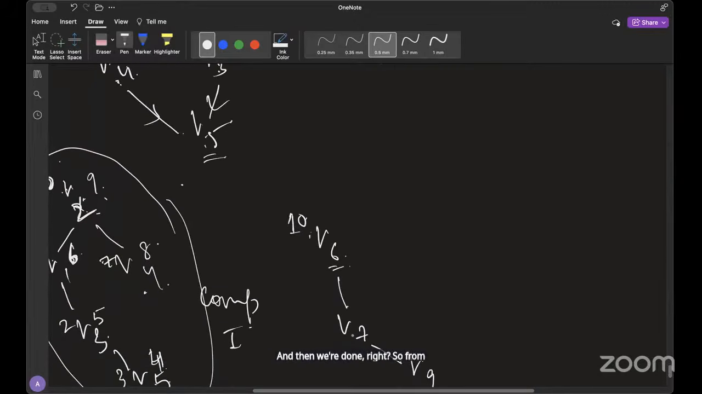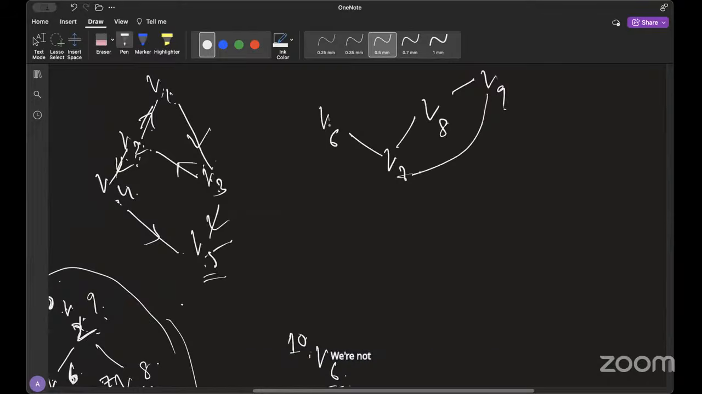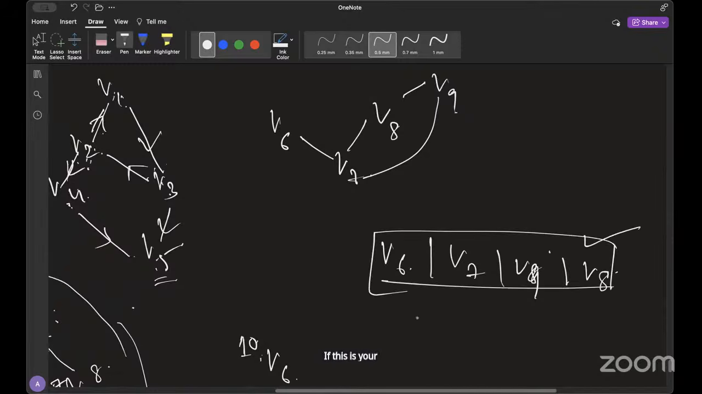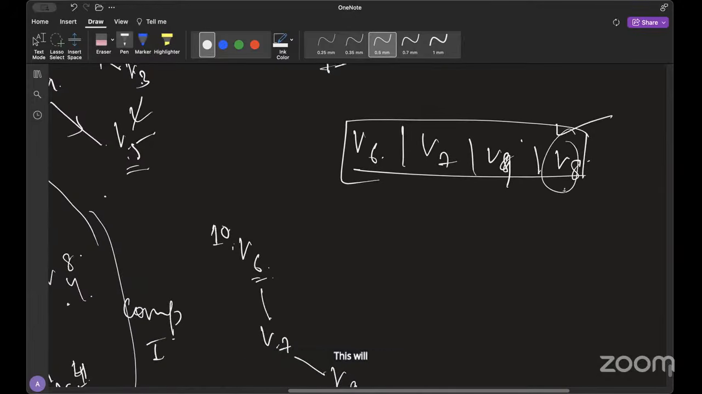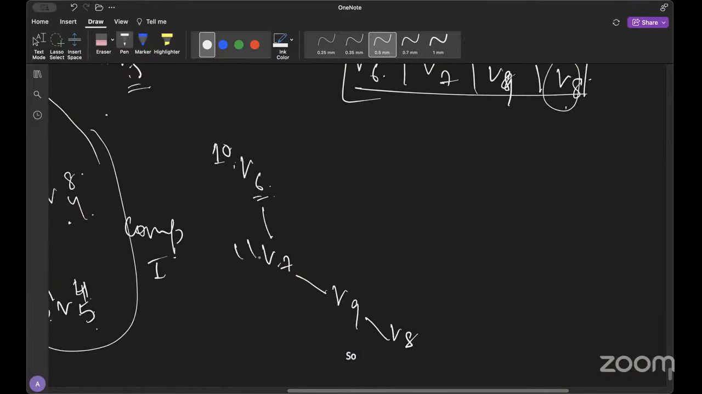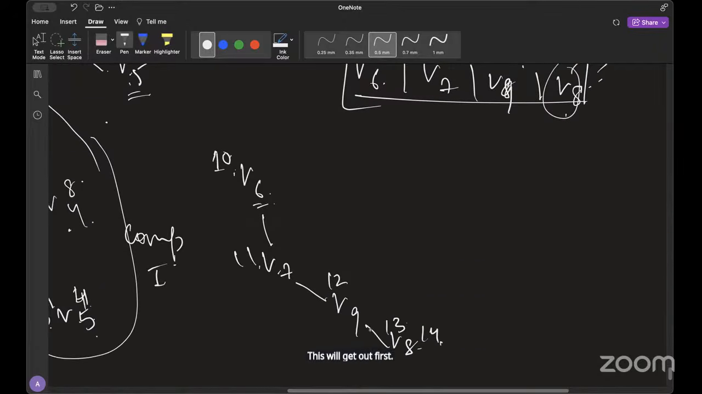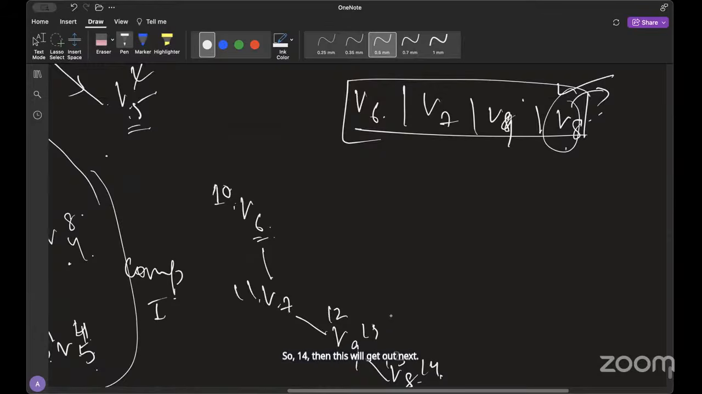So from V6, we went to V7, and we're not done exploring V6 because it will get done last. Remember, I said V6, then V7, then V8, V9, then V8. If this is your stack, this gets out first. That's why this will get a post number first. So 10, 11, 12, and then this one is 13, and this will get the post number first. This will get out first. So 14, then this will get out next. So 15, then this one, 16, and then this one will go out last, 17.